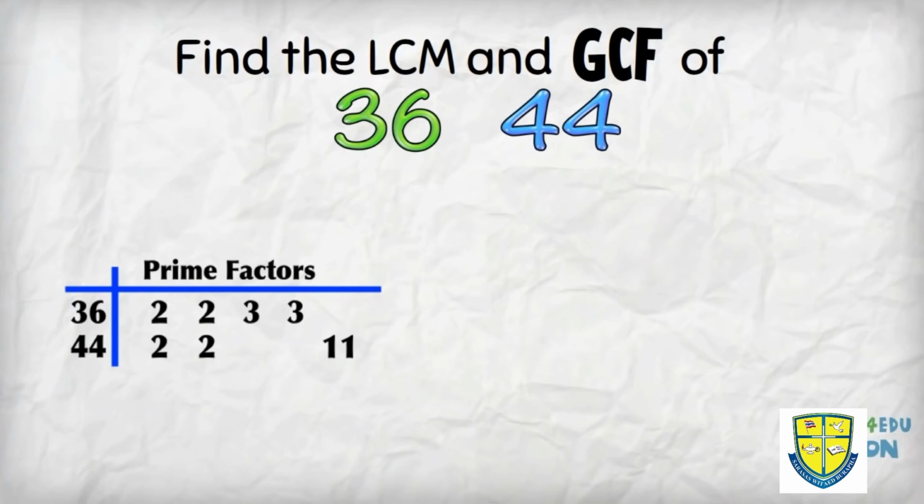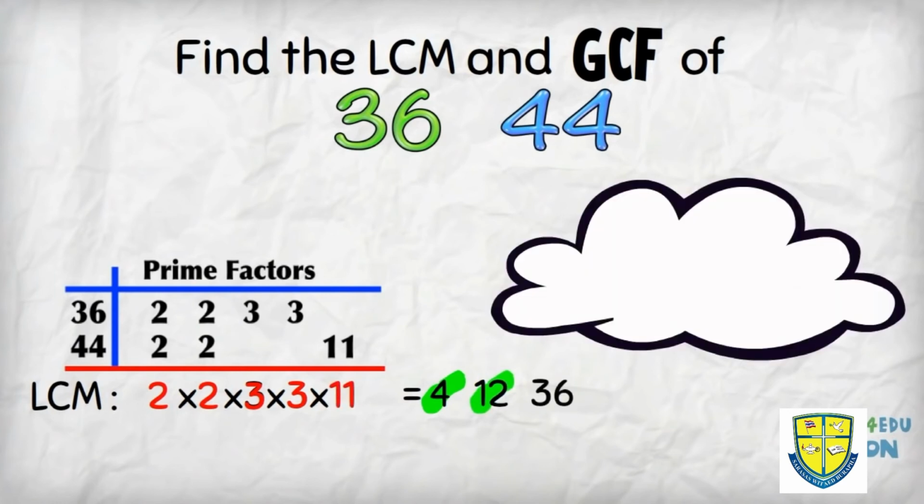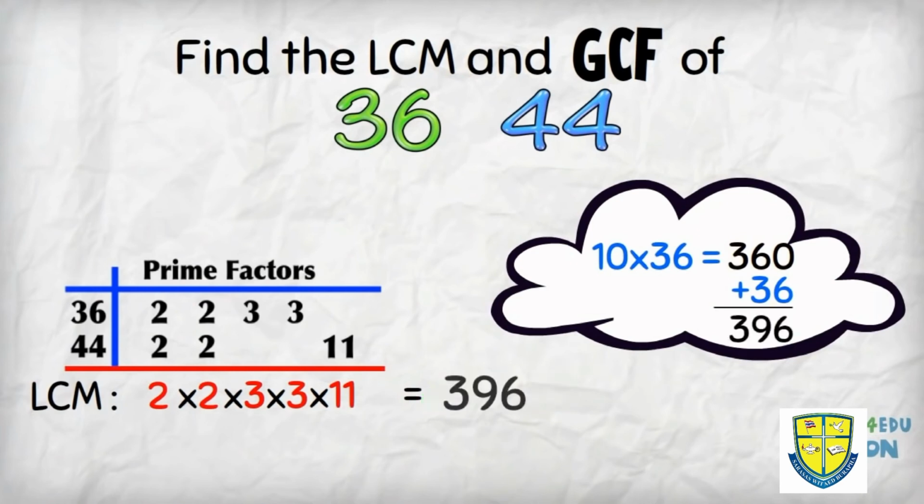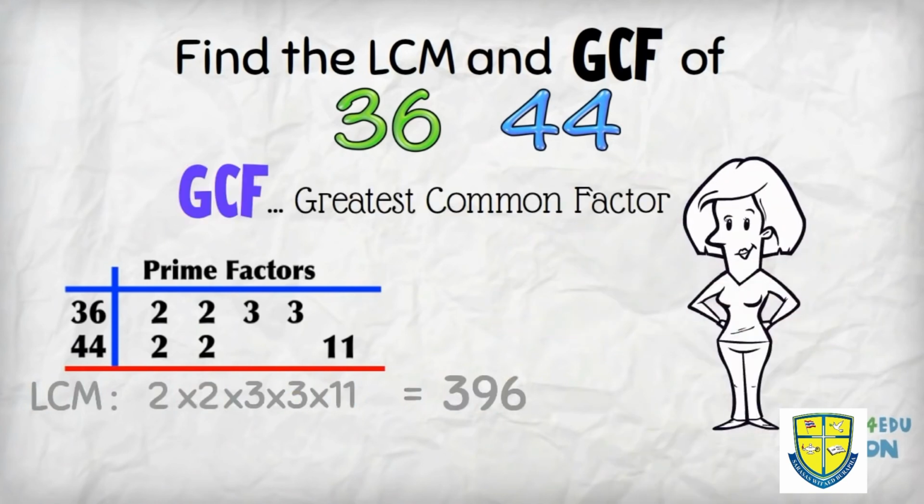Now get the factors of our mystery LCM: 2 times 2 times 3 times 3 times 11. Work it out. 2 times 2 is 4, times 3 is 12, times 3 is 36, times 11. Well, 10 36s are 360, and add another 36 on, that makes 11 36s, which is 396. That's our LCM. Now let's do the greatest common factor.